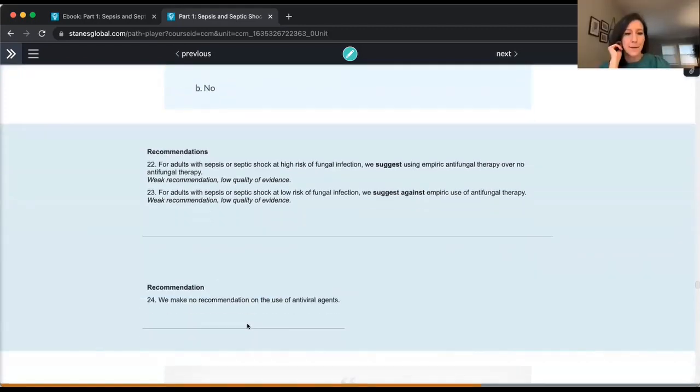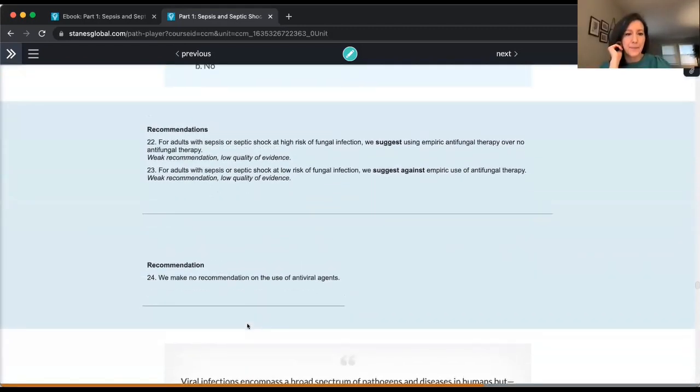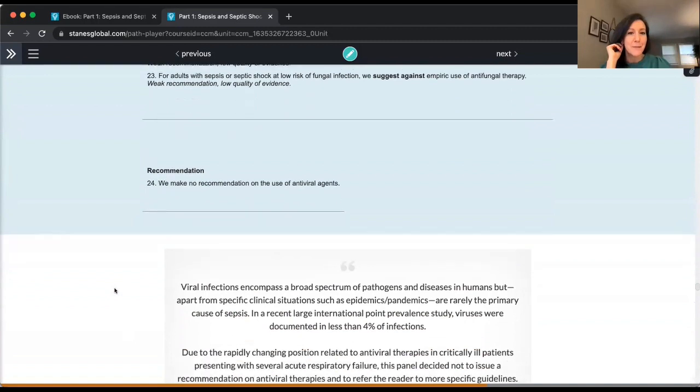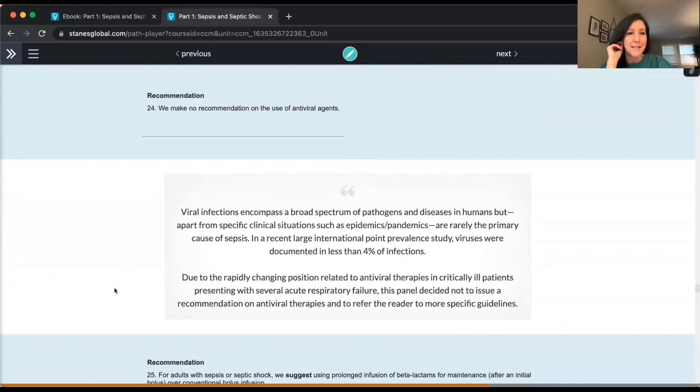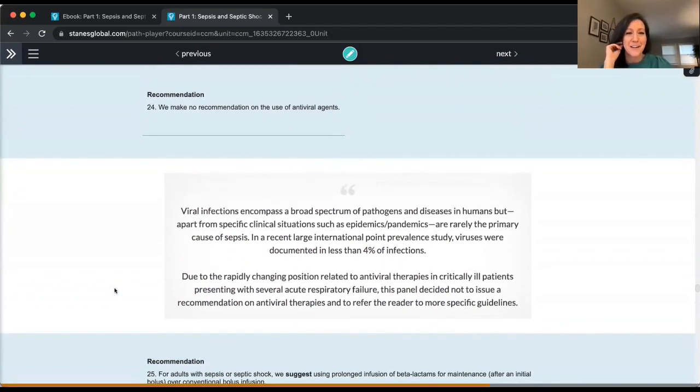Great. And we make no recommendation on the use of antiviral agents as well here. So I think it's interesting throughout the article. There's lots of discussion of evidence and a lot of recommendations, but in the middle of a viral pandemic, they didn't make any recommendation of antiviral agents. And do you mind just reading the quote from the article? It kind of explains why they made no statement.